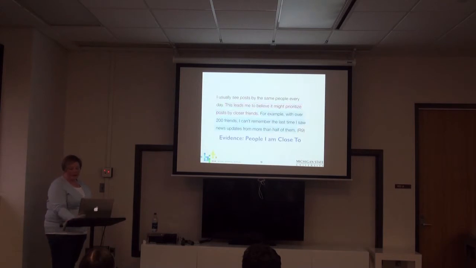And then for the evidence, this person says, for example, "With over 200 friends, I can't remember the last time I saw news updates from more than half of them." So this is the evidence the person provided to support their claim about what the newsfeed is doing. And so what we did was we coded the responses this way, and then we drew connections across the control and evidence themes based on overlap within the responses. We ended up identifying 6 intuitive theories or patterns of causal beliefs, and I'm going to talk about a few of them now.